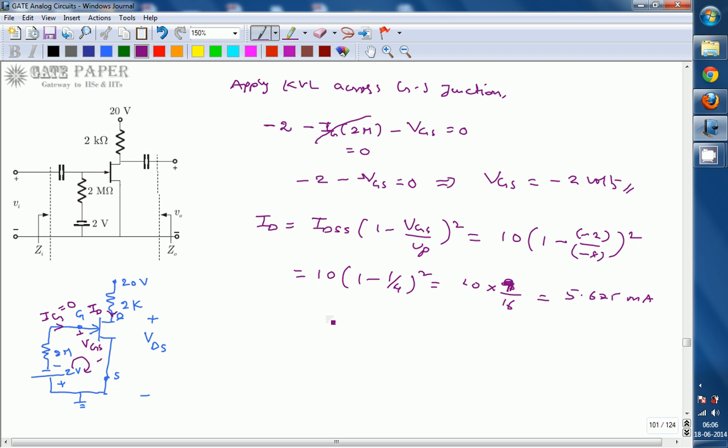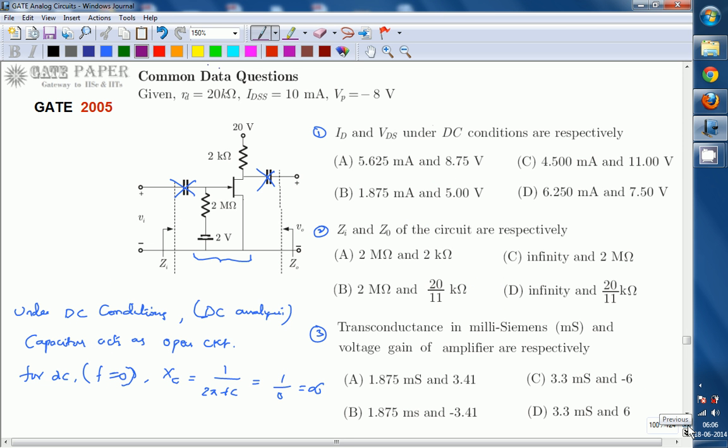5.625 milliamperes for the ID, and VDS, the voltage from drain to source, is nothing but VDD minus ID times RD. So VDD is 20 minus ID, 5.625, into RD value, which is 2 kilo ohms. So this is around 20 minus 11.25, which is around 8.75 volts. So ID value is 5.625 and VDS value is 8.75. From that we can say the right answer for this question is A.